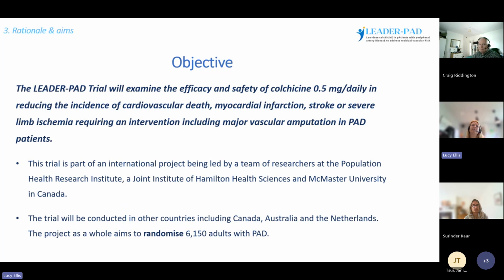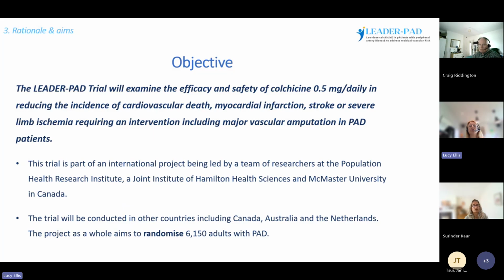So that's where the objective of LeaderPad comes in. So it's looking to examine the efficacy and safety of colchicine 0.5 milligram daily in reducing the incidence of cardiovascular death, MI, stroke, or severe limb ischemia requiring an intervention, including major vascular amputation in PAD patients.